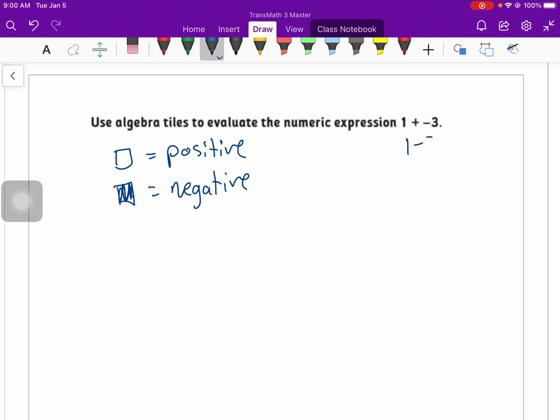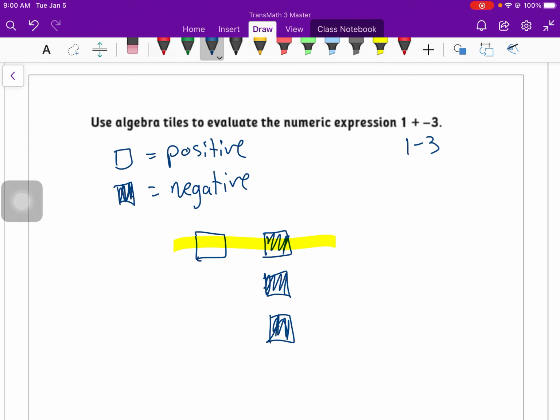So to represent 1 plus negative 3, which is the same thing as 1 minus 3, I would put in 1 positive square, and then I have 3 negative squares. So I'm going to color in 3 squares. I don't even have to color them in super nice. I just have to make sure I know they're shaded.